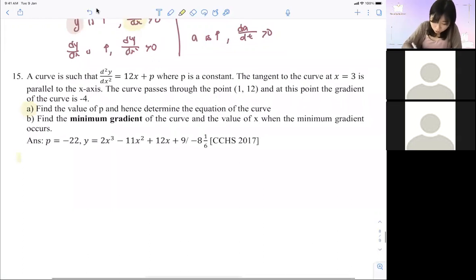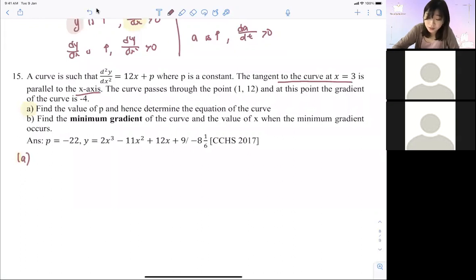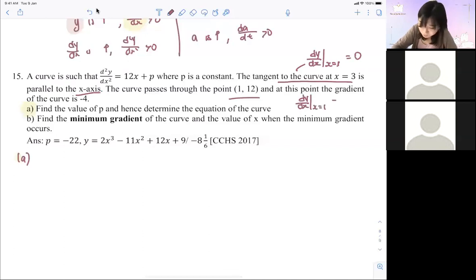I'll just quickly go through this one. All right. So this one, you want to find the value of P. They say that the tangent to the curve at x equals 3 is parallel to the x-axis. Parallel to the x-axis means it's a horizontal line, right? Means gradient is equal to 0. The curve also passes through this point, and at this point the gradient is -4. That means dy over dx at x equals 1 is -4.